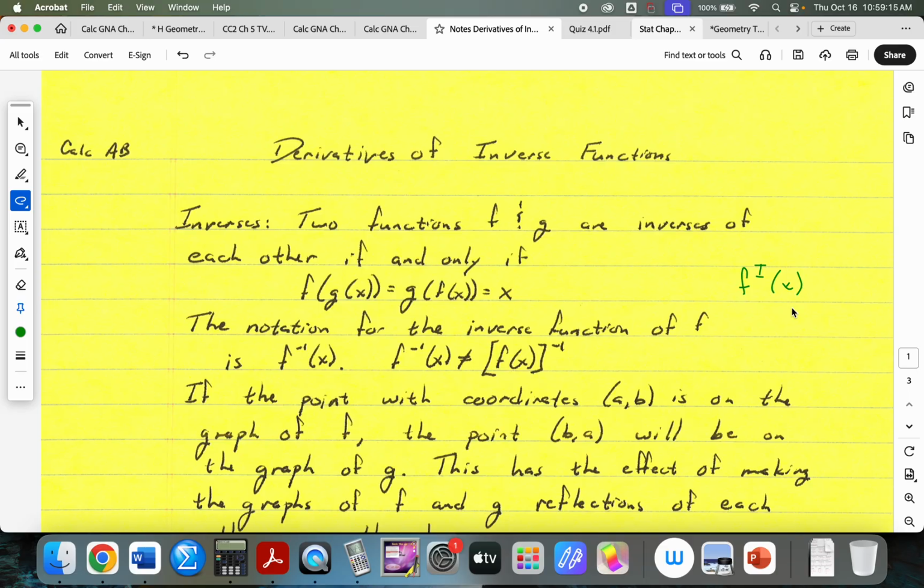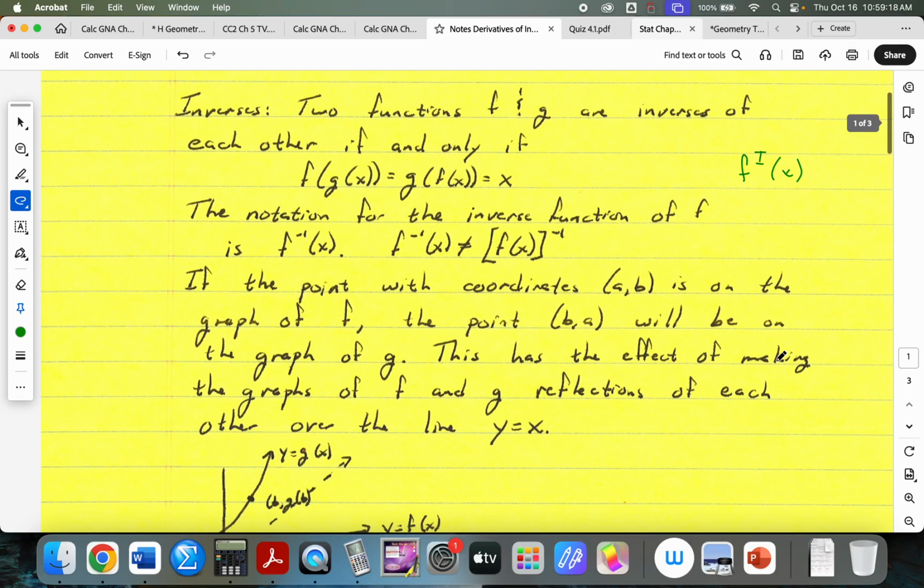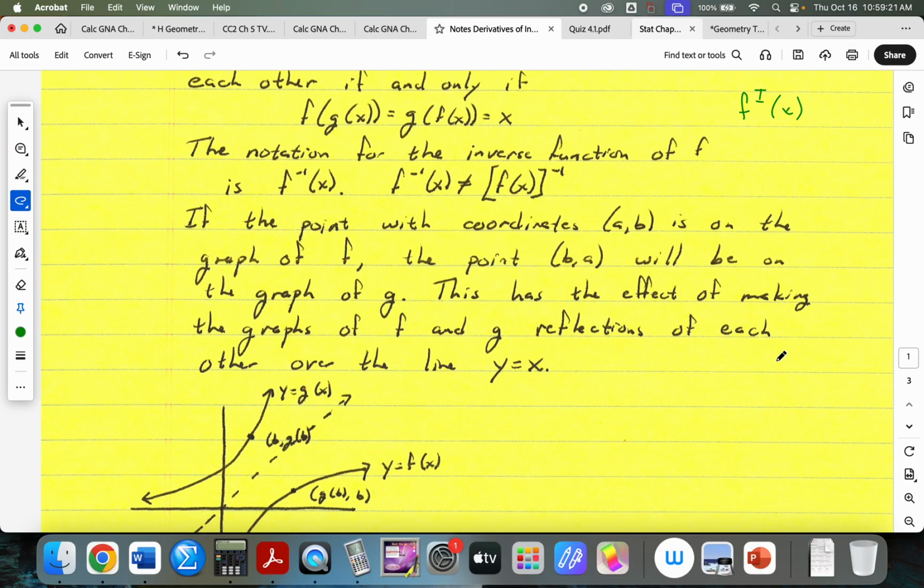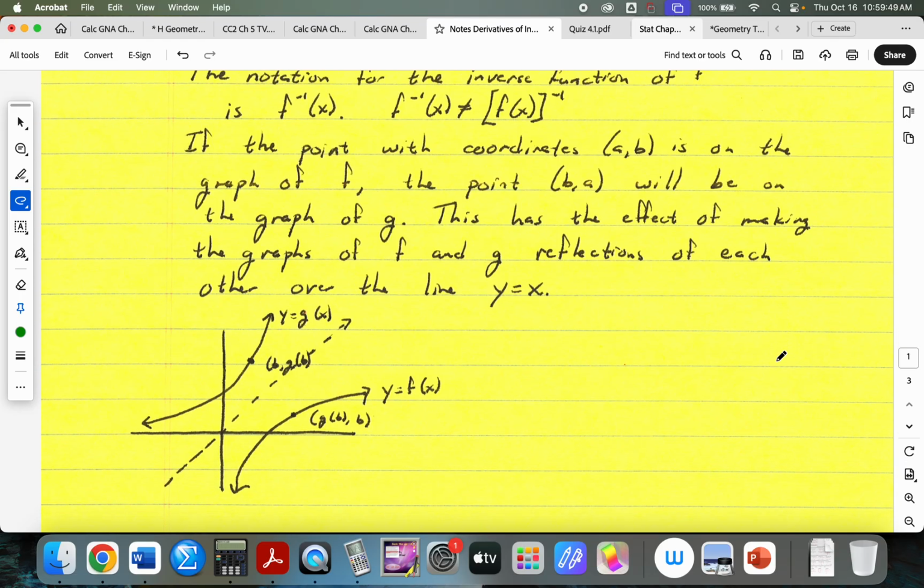The second thing to remind you of is that if the point with coordinates a, b is on the graph of f, then the point with coordinates b, a will be on the graph of g. The x and the y's switch. You probably remember doing that a fair bit from algebra classes. You switch the x and the y and then solve to find the inverse. The effect this has graphically, which you probably didn't do very much, if at all, is that the graphs of f and g are reflections of each other over the line y equals x.